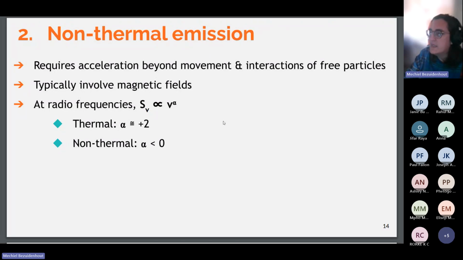So at radio frequencies, the spectra are typically power laws. And we know that thermal emission in radio frequencies has an index of about +2. And at radio frequencies, free-free emission is about -0.1. And then non-thermal emission has a negative spectral index. So this is a very important rule of thumb to have in your brain. If you're looking at the spectrum of a source, if it is positive, very positive, approaching +2, it's probably thermal emission. If it's pretty flat, then it could be free-free emission. But anything negative, meaning that it gets weaker at higher frequencies, that is an indication that we have non-thermal processes occurring.